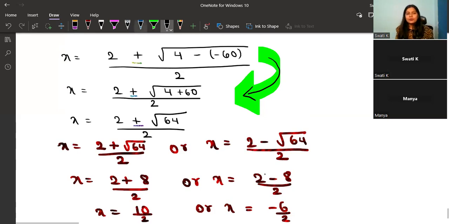Do you know what is the square root of 64? 8. Do you know how exactly? These are very simple and straightforward. If you multiply 8 two times, you'll get 64, right, Manya? Yes. So what is the square root of 1? 1. What is the square root of 4? 2. 9, 3. 16, 4. Are you understanding?